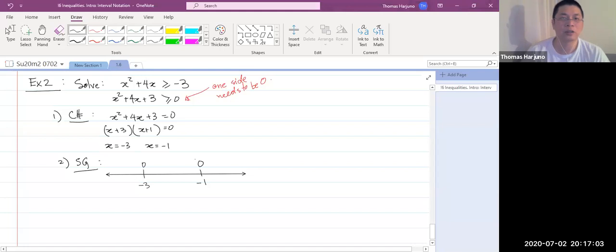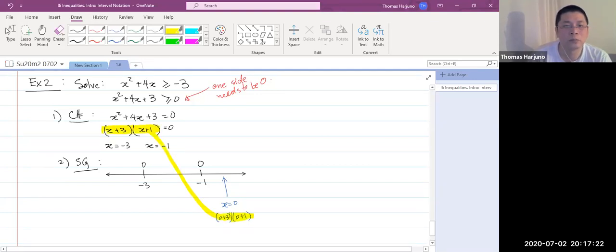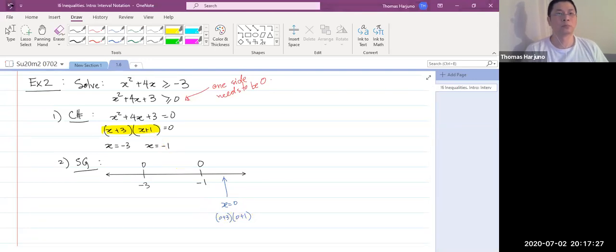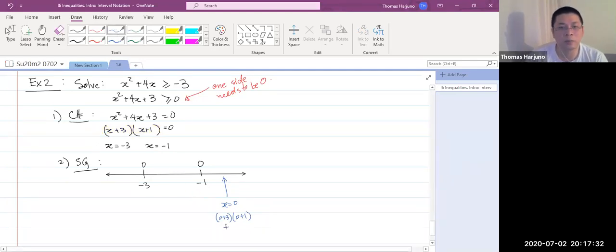Now let's do testing points right now. Let's say test in this interval here, pick a number greater than -1. Let's say I pick x equals 0. So 0 plus 3 times 0 plus 1. How do you get that times? From here. Okay, now 0 plus 3 is positive 3, but I just care about positive. The product of two positives is positive.